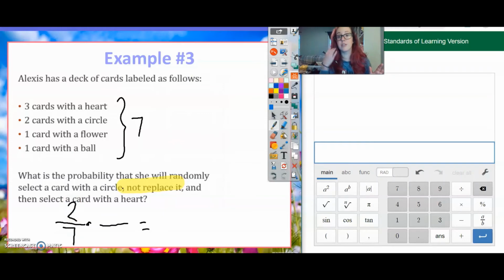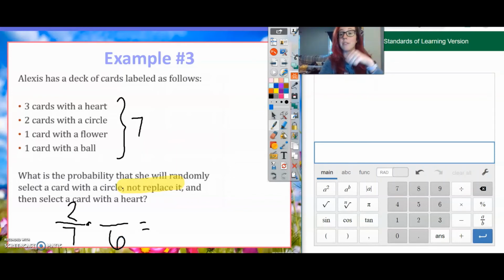So that's it. The first part is just normal probability. Easy peasy. Okay. Then she takes that circle and it's gone. So that means that there are no longer 7 cards for her to choose from. If she took one of those out, now there are only 6 cards.